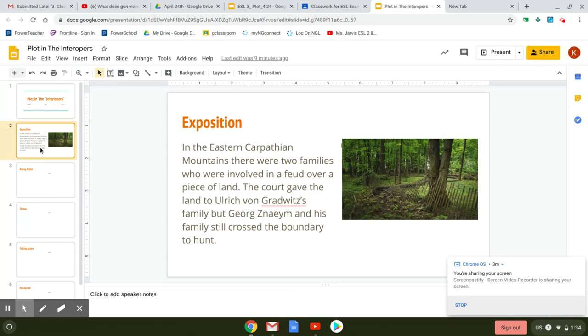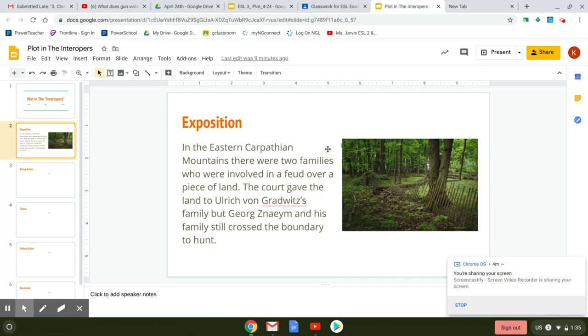Next, you're going to see that I wrote the exposition for you. Exposition. In the Eastern Carpathian Mountains, there were 2 families who were involved in a feud over a piece of land. The court gave land to Ulrich von Gradowitz's family, but Georg Znaeum and his family still crossed the boundary to hunt. Now, I wanted to find a picture on Google Images to show this boundary. So I found this picture of, I know it takes place in the woods and the mountains, and there's a separation between 2 pieces of land. So I chose that image. If you want to, you can definitely change my image if you don't think it makes sense or is not the best image for the exposition.